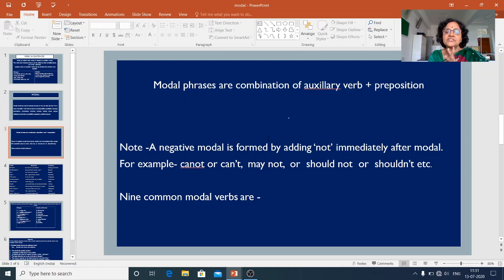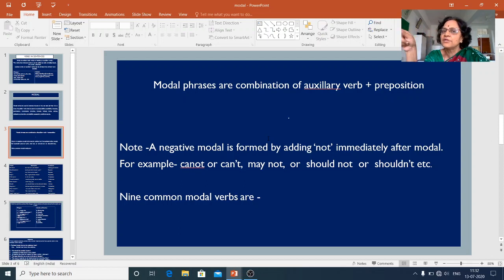So what are modal phrases? It's a combination of auxiliary verb plus preposition. Note: a negative modal is formed by adding "not" immediately after a modal. We just saw the modals: can, could, may, might. Now after the modal word "can", if I add "not", it becomes a negative sentence.